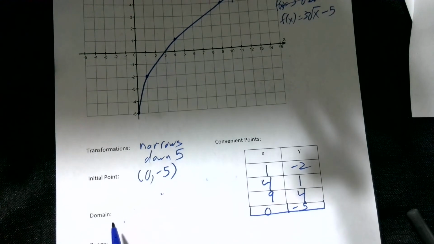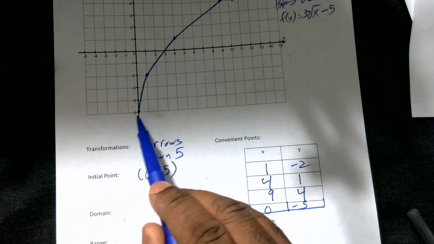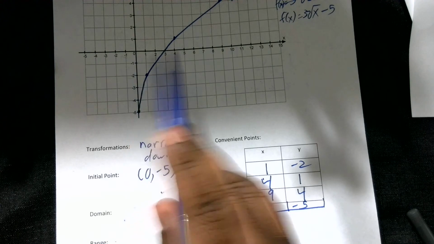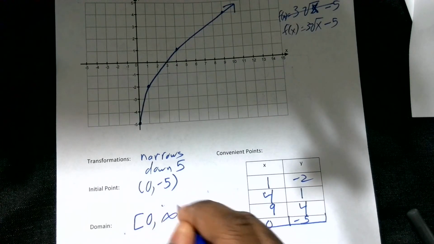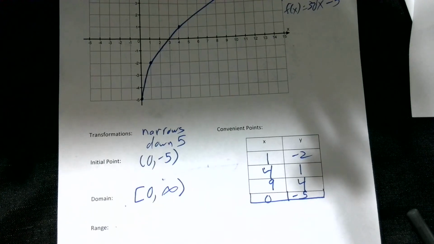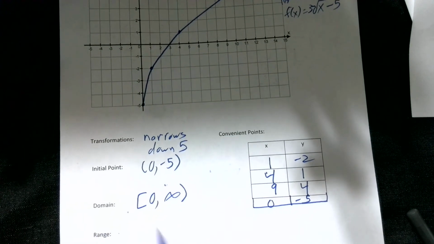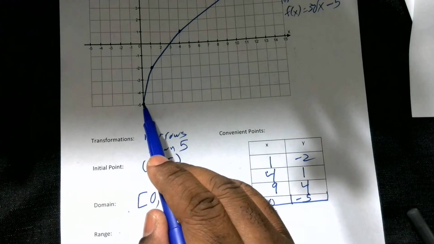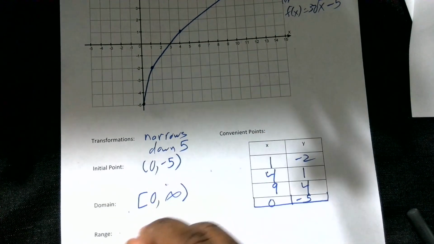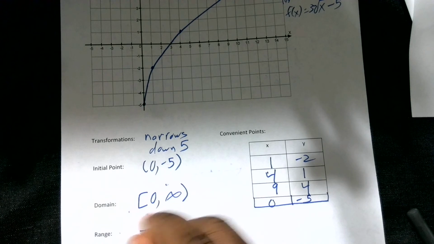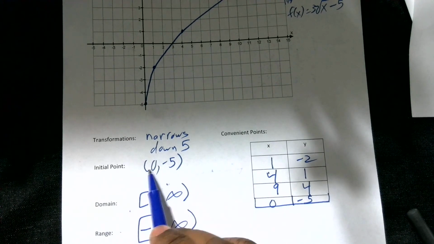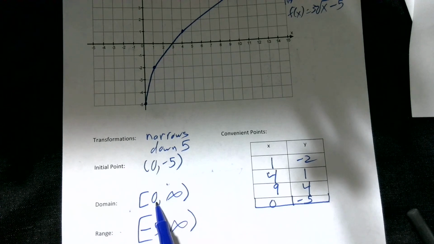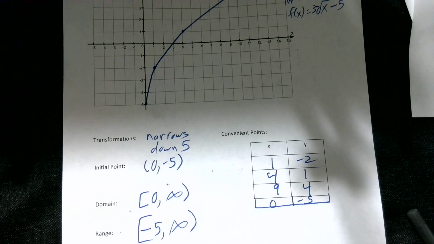Now, we have our domain. We look at our x values. Our lowest x value is 0, and it goes on to infinity. So it'd be bracket 0 to infinity. Now our range. If you look at our range, our lowest range is negative 5, and it goes up to infinity. So it'd be negative 5 to infinity. Negative 5 is included. And as I told you all before, we use the initial point, the x of 0 and a y of negative 5. And that is it for this section.